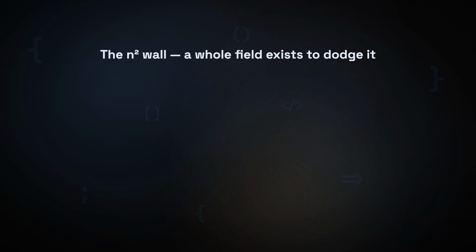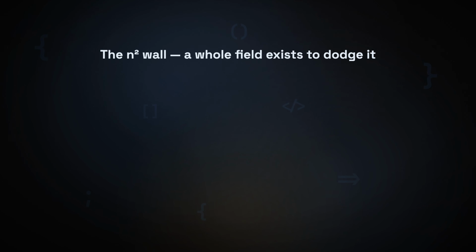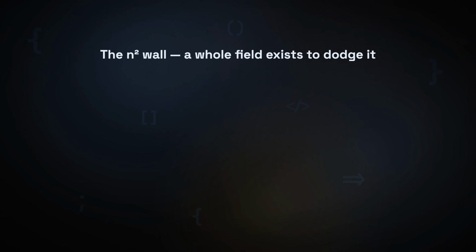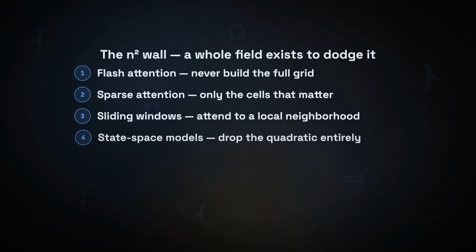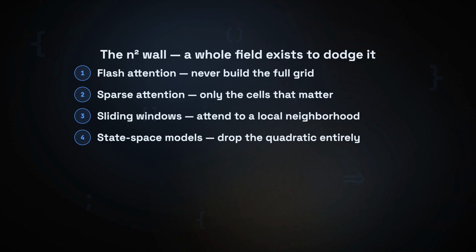Now let's come back to that wall I promised, the n times n grid, because it shapes the entire industry. Doubling your context window quadruples the compute and the memory. That square is the real reason context windows were stuck small for years, and why long context is a feature worth billions. An entire branch of research exists for the sole purpose of dodging this one matrix: flash attention, sparse attention, sliding windows, state space models. Thousands of researchers paid to avoid building the full grid. The thing you now understand in your bones is the exact bottleneck they're all fighting.